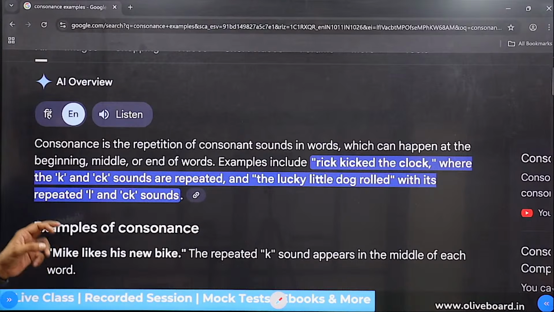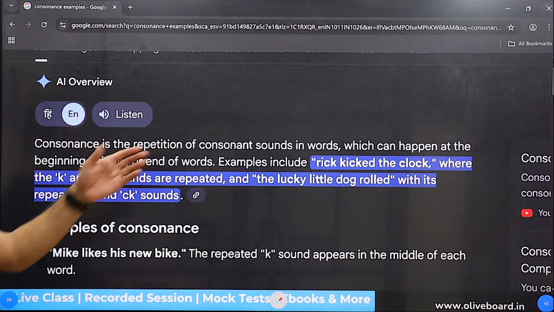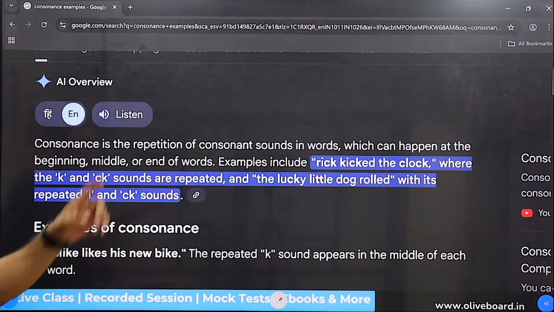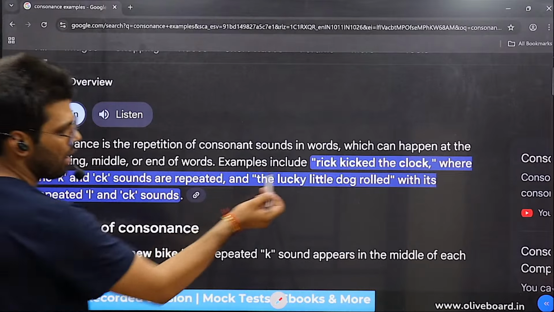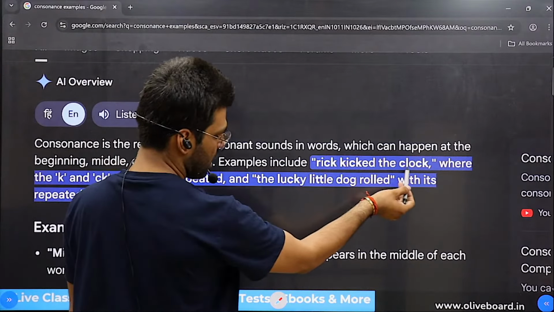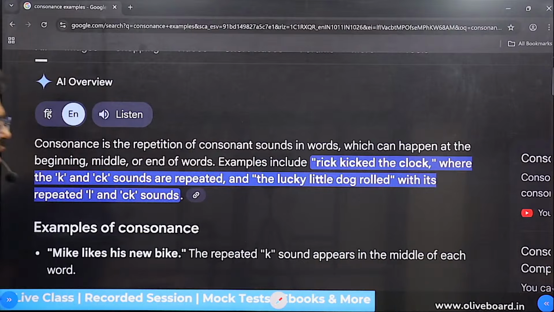The repetition of consonant sounds in words. They have better ones. Rick kicked the clock. K, K, K, and K. In between the words it may be.